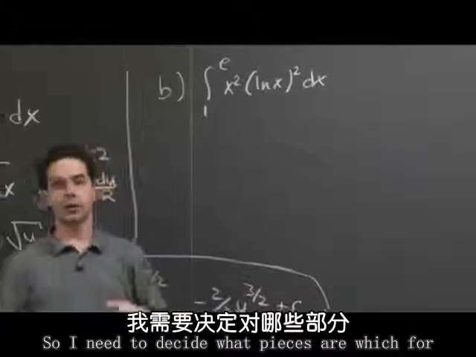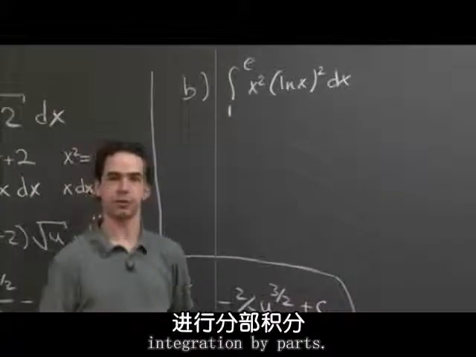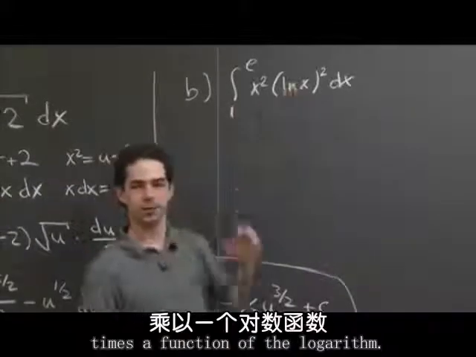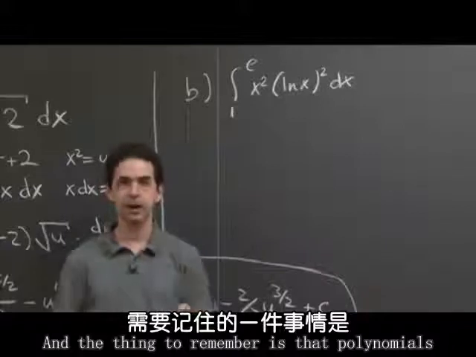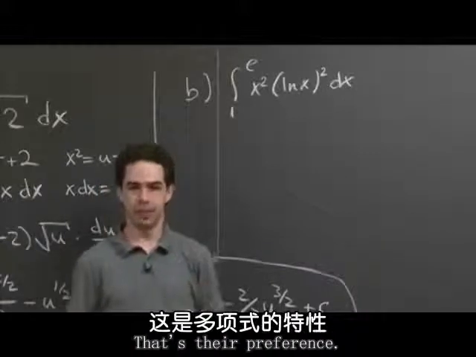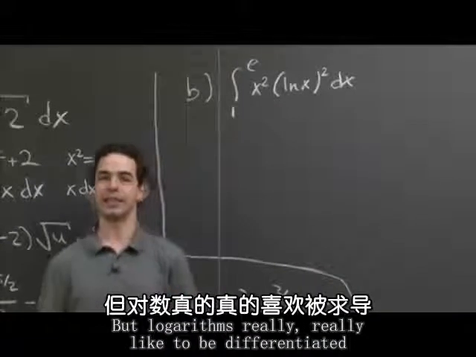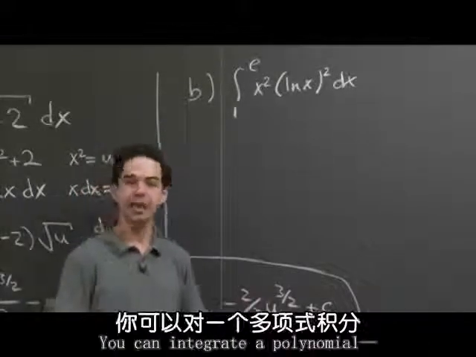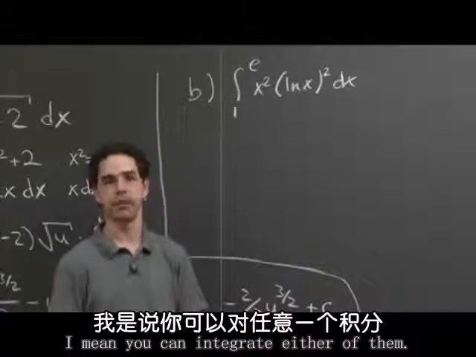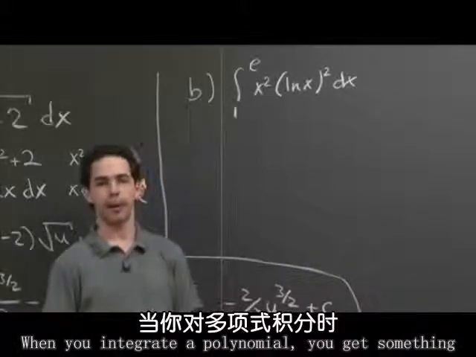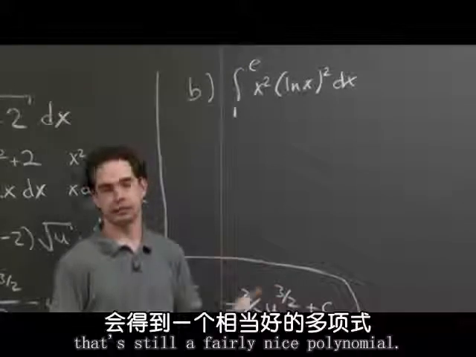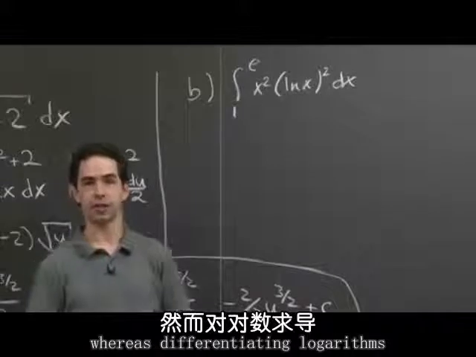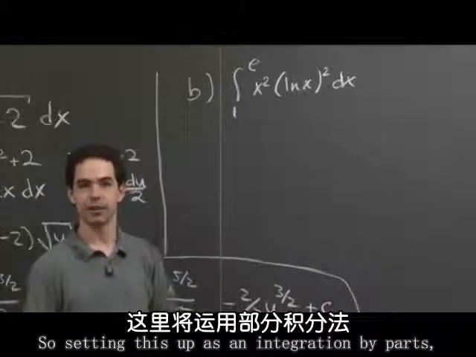So I need to decide what pieces are which for integration by parts. The thing to remember is that I have here a polynomial times a function of the logarithm, and polynomials like to be differentiated. That's their preference. But logarithms really, really like to be differentiated. You'd much rather differentiate a logarithm than integrate it. You can integrate a polynomial, and you get something that's still a fairly nice polynomial. Integrating logarithms is harder, whereas differentiating logarithms makes them into just powers of x.